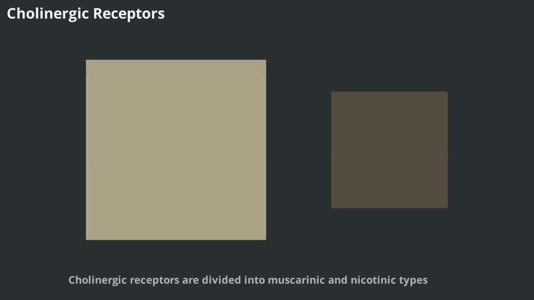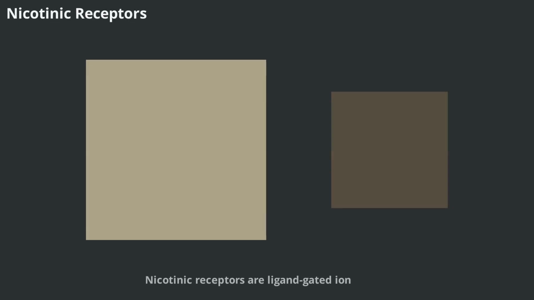Cholinergic receptors are divided into muscarinic and nicotinic types. Muscarinic receptors are GPCRs found in many visceral organs and are further classified into M1, M2, M3, M4, and M5 subtypes. M1, M3, and M5 activate the IP3 and DAG pathways, leading to increased glandular secretion and smooth muscle contraction. M2 and M4 inhibit adenylyl cyclase, reducing cellular activity. Nicotinic receptors are ligand-gated ion channels activated by acetylcholine or nicotine.